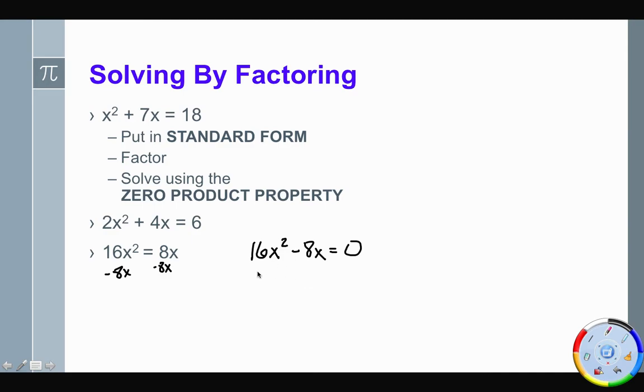Then I notice this type is kind of a different type here, but I notice that they have a GCF. They both have an 8 in them, and they both have an x. And when I factor out 8x, I'm left with a 2x minus 1. Remember, when I take an 8x out of 8x, it's a 1, because I have to be able to multiply this back in to get the original equation.